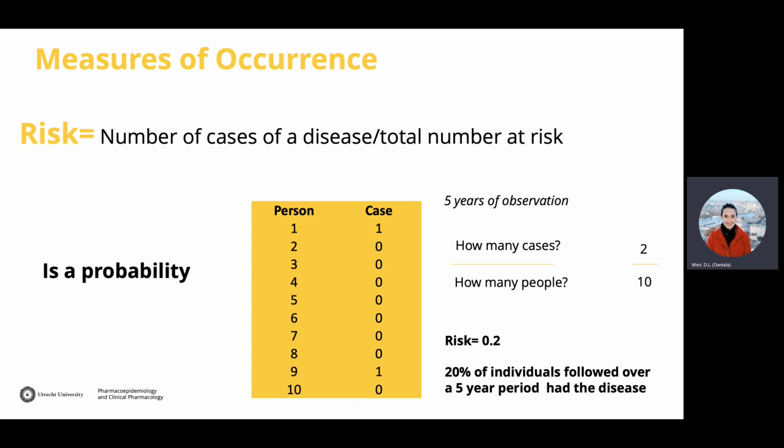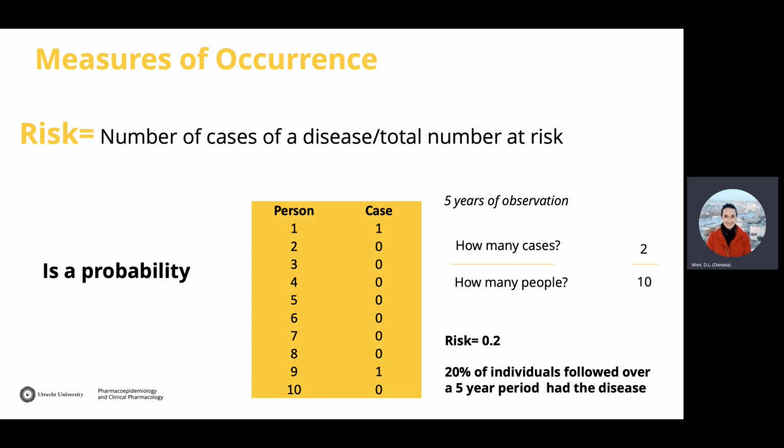So you can calculate a risk that applies to a 5-year time period. So in this particular example, where we have 10 people and we have two outcomes of whatever disease we're interested in studying, the risk is 2/10 or 0.2 or 20%. So we'd say that 20% of individuals followed over a 5-year period had the disease or the outcome of interest.